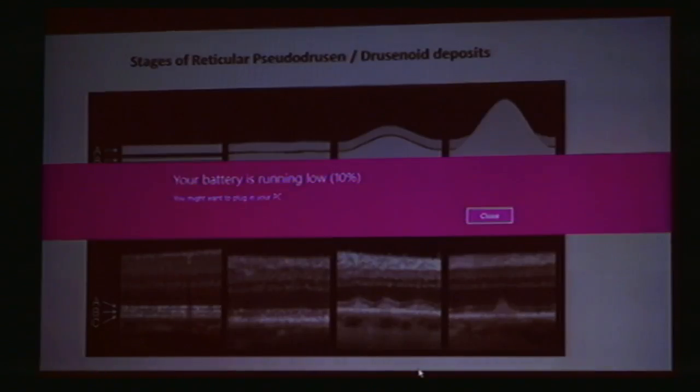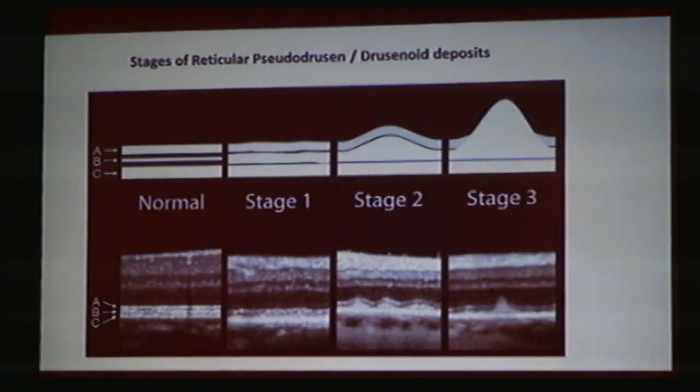So there are 3 hyperreflective lines which all of us see routinely in OCT. Those are the 3, I think I'll just wait for that band to go away. Sorry, sir? Just close, okay. Yes. So these 3, yeah.